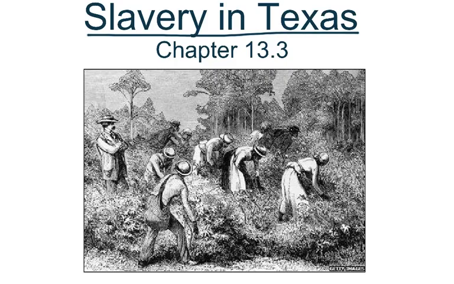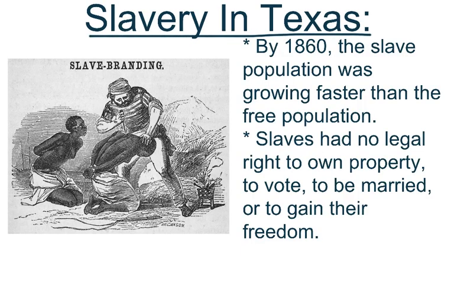Today's video lesson is chapter 13.3 and slavery in Texas. Now, by the year 1860, the slave population was growing faster than the free population in the state of Texas. Slaves in the state of Texas had no legal right. They could not own property, they couldn't vote, they couldn't be married, and they had no hope of gaining their freedom in the future. They were basically seen as a piece of property.